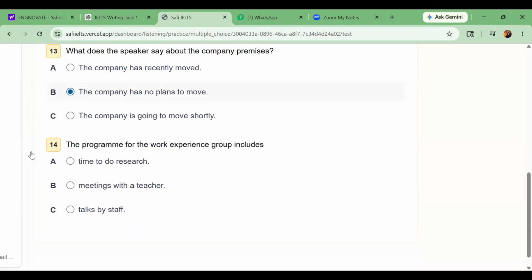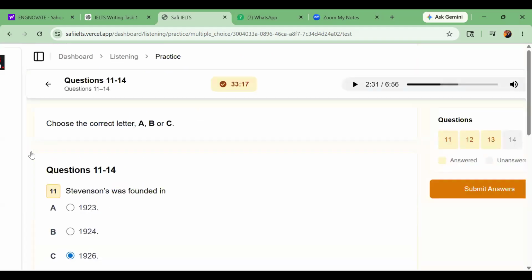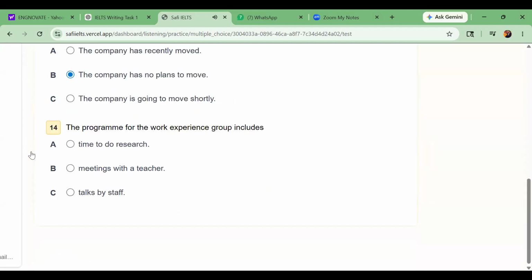And the next one, the program for the work experience group includes time to do research, meetings with a teacher, and talks by staff. I'd better give you some idea of what you'll be doing during your 2 weeks with us, so you know what to expect. Most mornings you'll have a presentation from one of the managers to learn about their department, starting this morning with research and development.